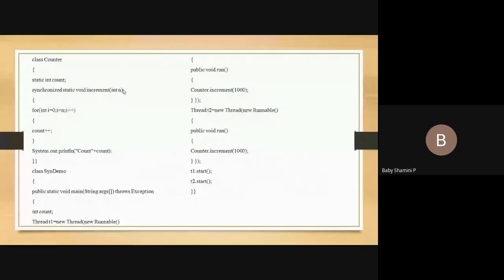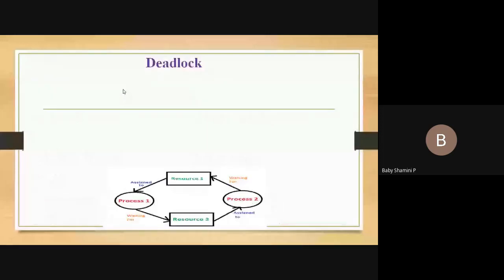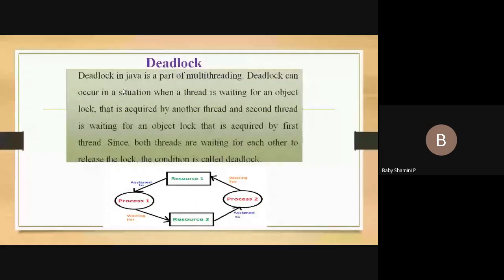So these are the different types of synchronization. First we discussed synchronized method and synchronized block, and this one is static synchronization. Next we have a major concept, that is deadlock. So what does deadlock mean?